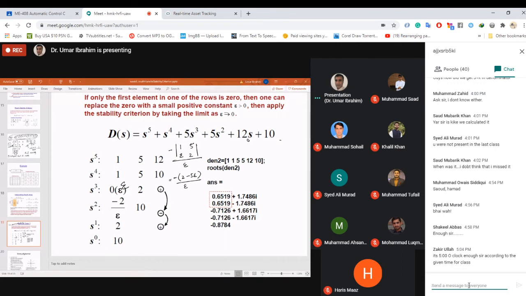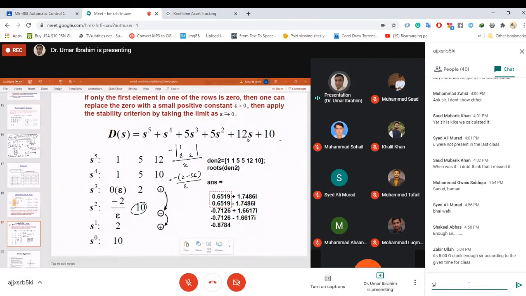And then we calculate the next value. This next value will be calculated between this and this. So this will be 10 and 0, and this comes out to be 10. So this is our next value, 10.